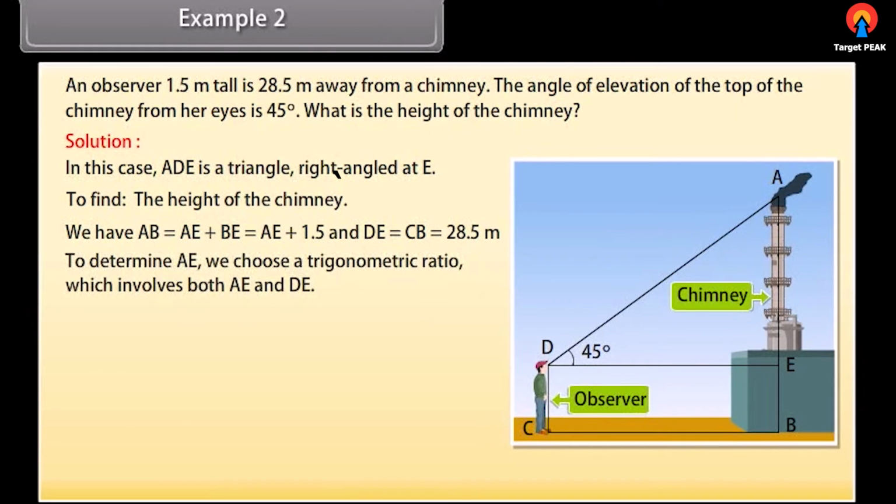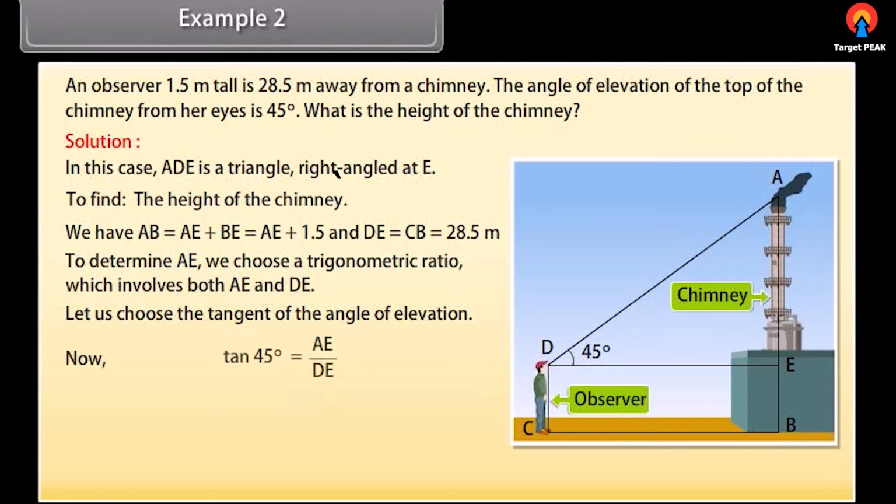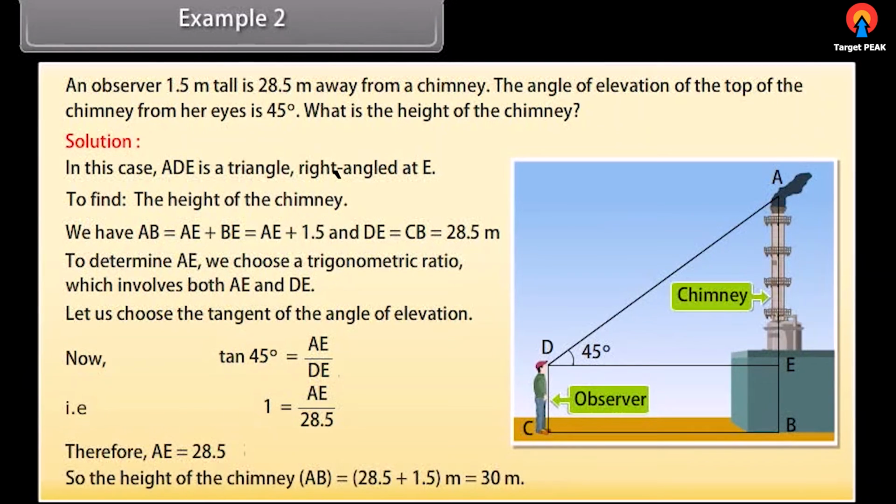To determine AE, we choose a trigonometric ratio which involves both AE and DE. Let us choose the tangent of the angle of elevation. Now tan 45 degree equals AE upon DE, that is, 1 is equal to AE upon 28.5. Therefore, AE is equal to 28.5. So the height of the chimney AB is equal to 28.5 plus 1.5 meter, which equals 30 meter.